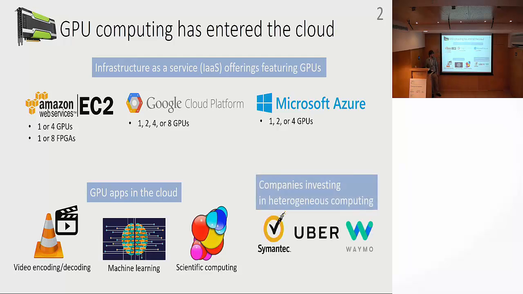We also see companies investing in heterogeneous computing. Symantec is training neural networks to identify security incidents in their products. Uber and Waymo both have self-driving car projects, which heavily depend on machine learning techniques to accelerate their training algorithms.